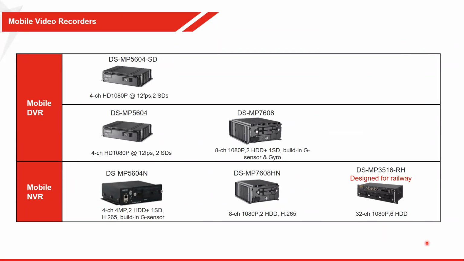Okay, so now some product information. So on our product information, like I mentioned, we've got a mobile DVR solution and an NVR solution. On our DVR solution, we've got 4 channel and 8 channel, 4 channel HD now up to 1080p. With our mobile NVR, we can have 4 megapixel, and as I mentioned, up to 12 megapixel as well. 4 channel, 8 channel, and we've also got a 32 channel mobile NVR, which can be used for our train monitoring as well.